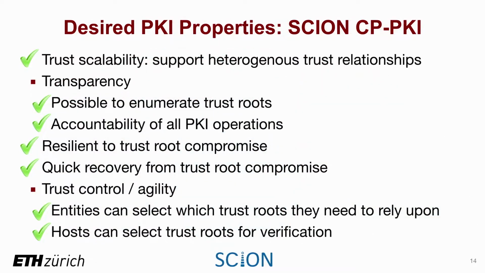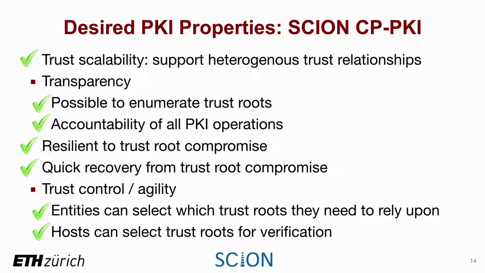If we look at the desired PKI properties we looked at previously, we see that SCION's control plane PKI achieves all of them. So we have trust scalability, which means that we can support heterogeneous trust relationships, which is achieved through the use of isolation domains. Also, transparency is achieved because thanks to the TRC files, we know exactly all the roots of trust that are feasible. And so it's very easy to enumerate all the trust roots. Also all PKI operations can be accountable in this environment.